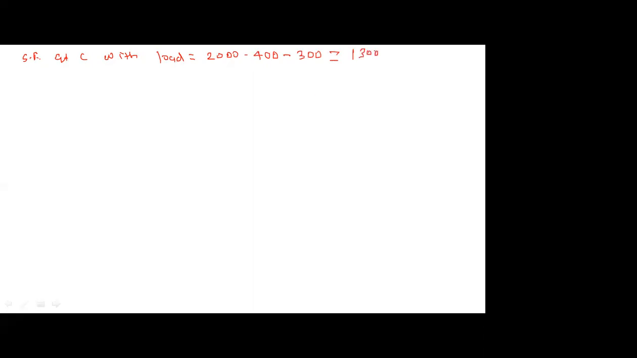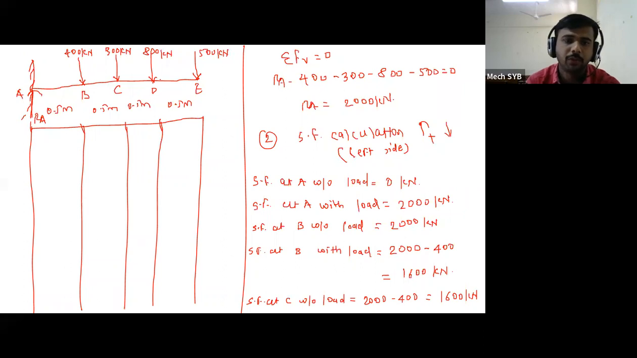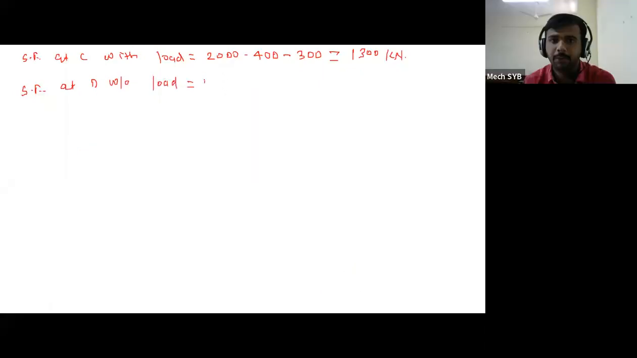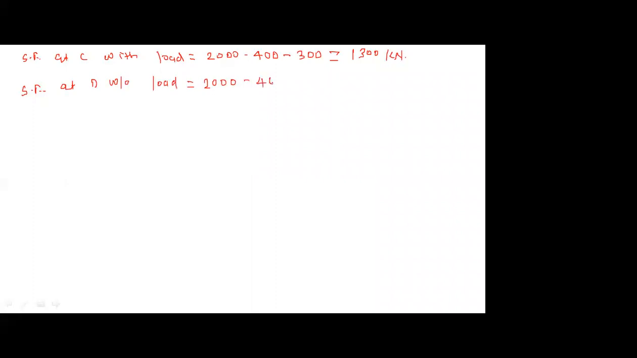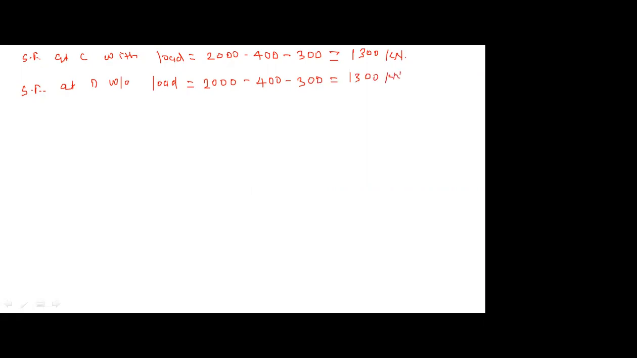1300 kilonewton. Then next, SF at D without load. Total number of forces at the left side without load condition is 3. Tell me one by one: 2000 minus 400 minus 300 minus 300 is equal to 1300 kilonewton.